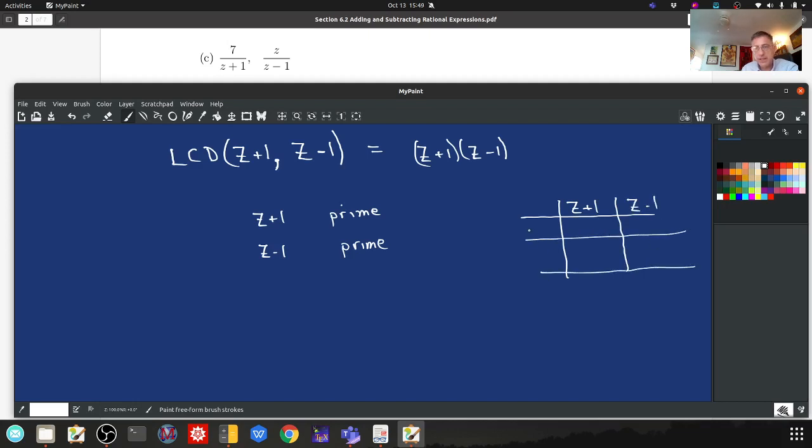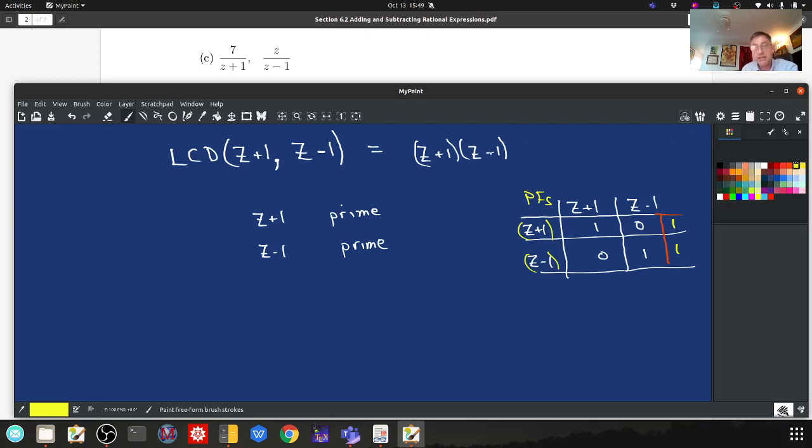It's going to be a really easy table. So what are my exponents? They each appear once. So the product is always, these are my prime factors, I'll call them my PFs. So it's my prime factor z plus 1 raised to the first power times z minus 1 raised to the first power, which is what I have right here.